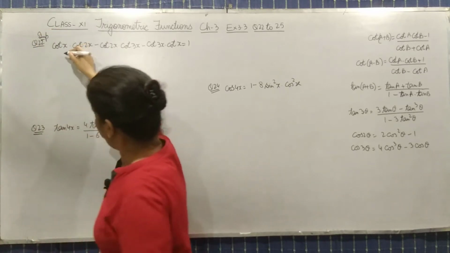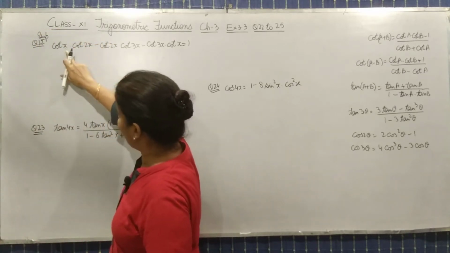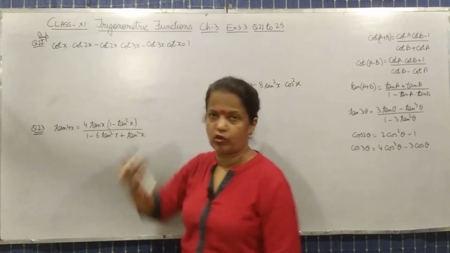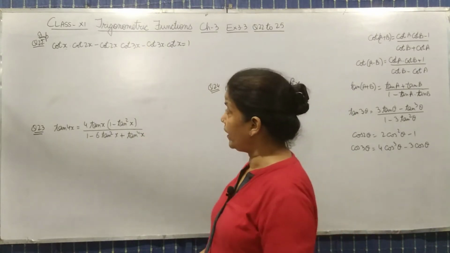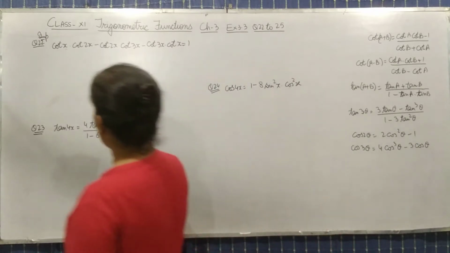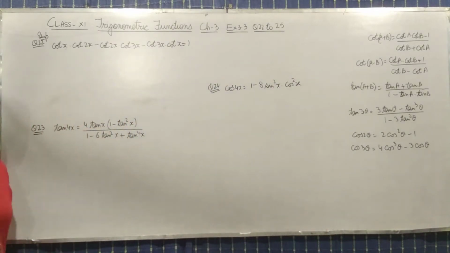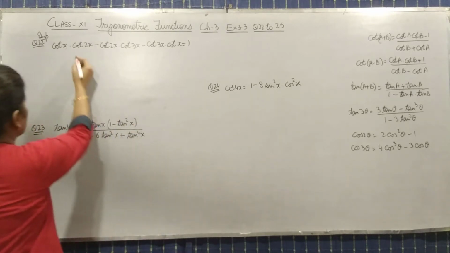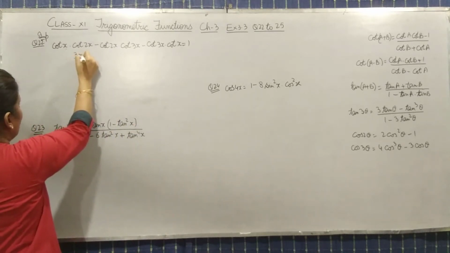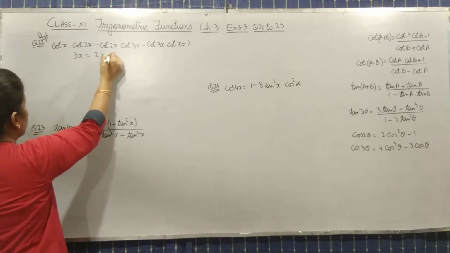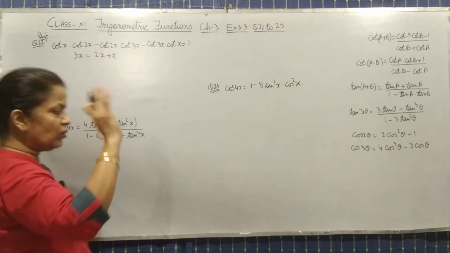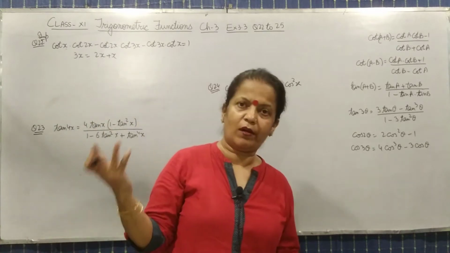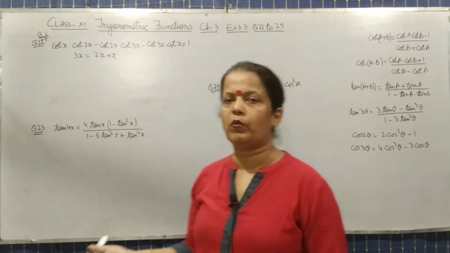Look, if you observe, the theta values are x, 2x and 3x. So what we can do here is split up 3x: 3x equals 2x plus x. 3x is 2x plus x. We will write it in this form and then go further.